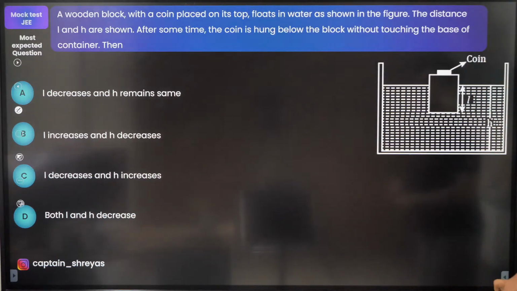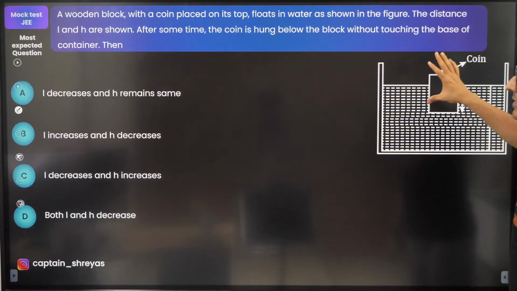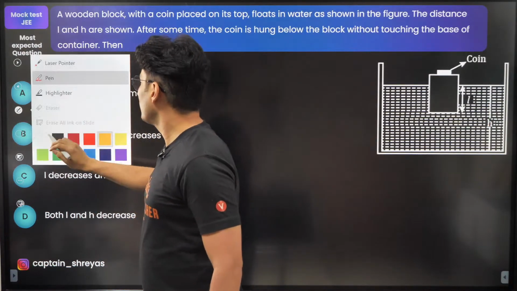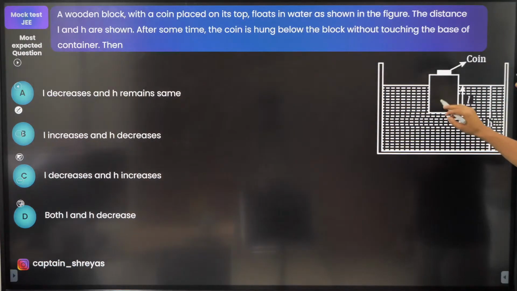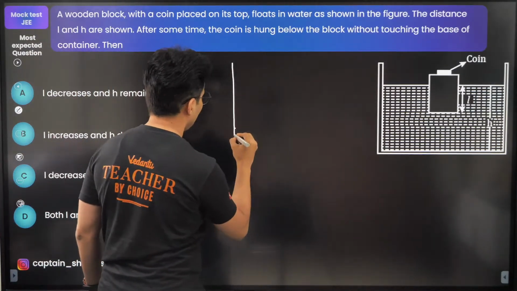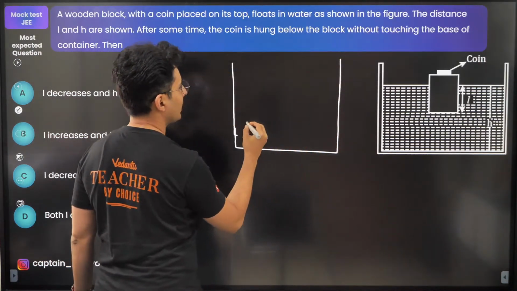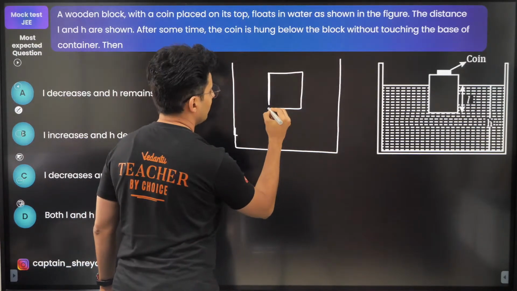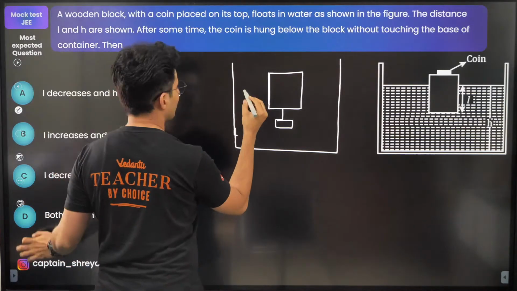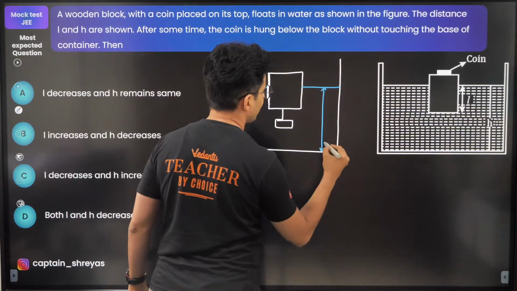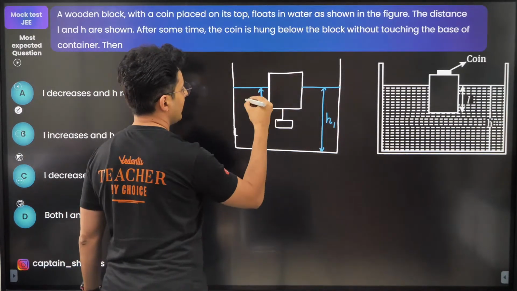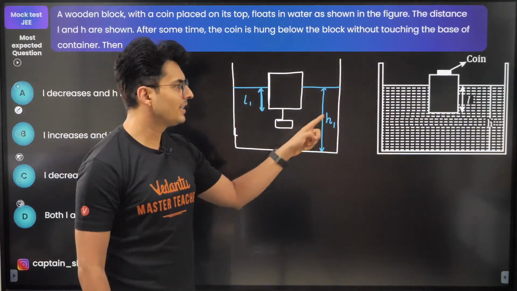Okay. So a wooden block with a coin placed on the top of it floats in water as shown. The distance of this is L and the whole thing is H. And the question is, if you now take the coin and hang it here, without touching the base, then what will happen? Let me show the diagram once more. This is the block, but now the coin is hung over here, and this is your new water level. This is probably H1 in the new situation, and this one is L1 in the new situation. So the question is, compare the height and the length.